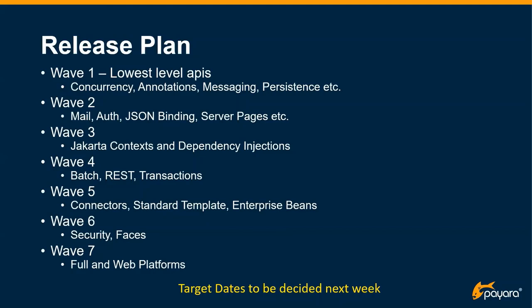And then wave 2 brings in some other APIs that may depend on wave 1. Then we bring in the big one, which is Jakarta Contexts and Dependency Injection in wave 3. And then following on from that are further and further, higher and higher APIs that depend on the lower level APIs. After each wave, we'll do a release review and check our progress against our plans.